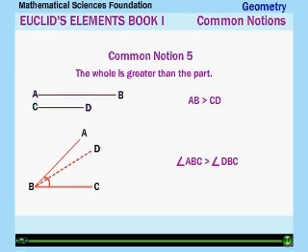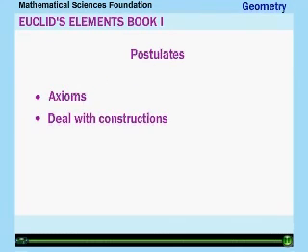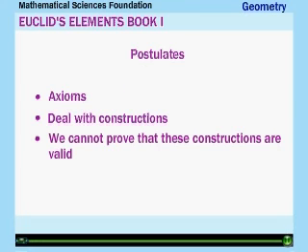These 5 common notions shall be used along with the postulates to prove theorems using the definitions already stated. The 5 postulates of Euclid are axioms. Most of them deal with constructions. You do not prove that these constructions are valid. You cannot prove them. We shall be looking at these postulates one by one.